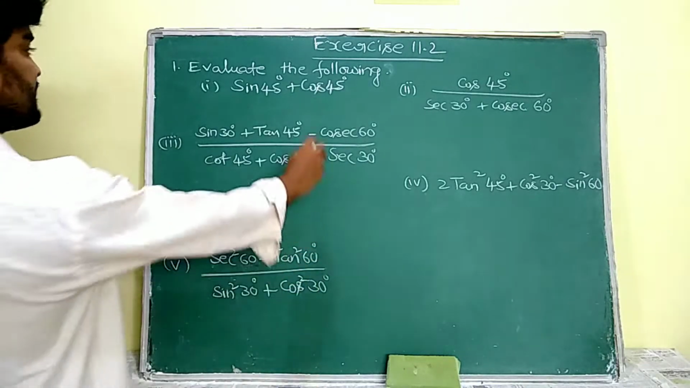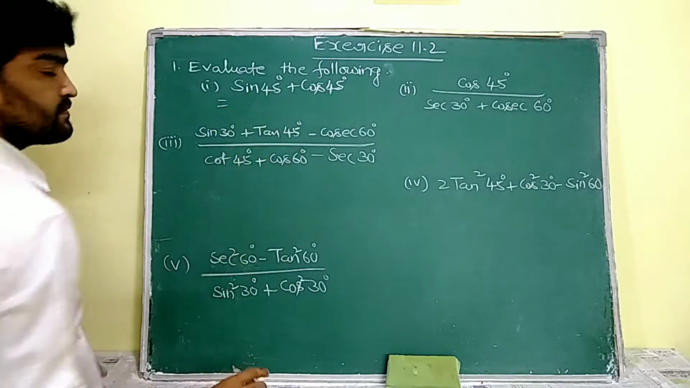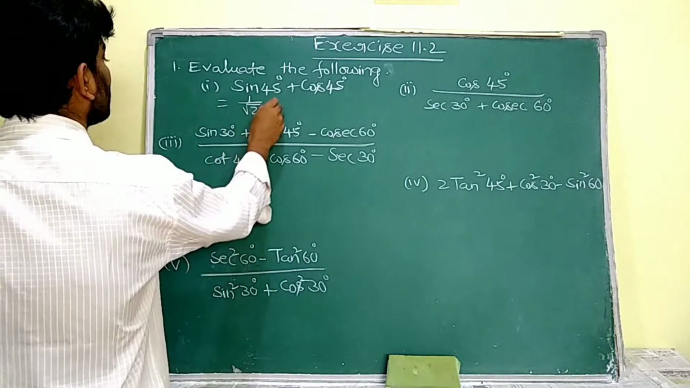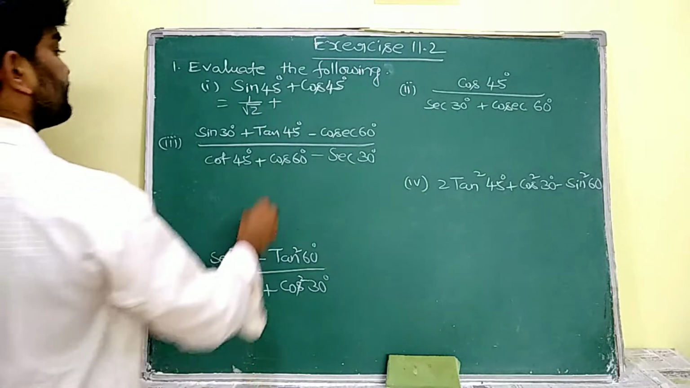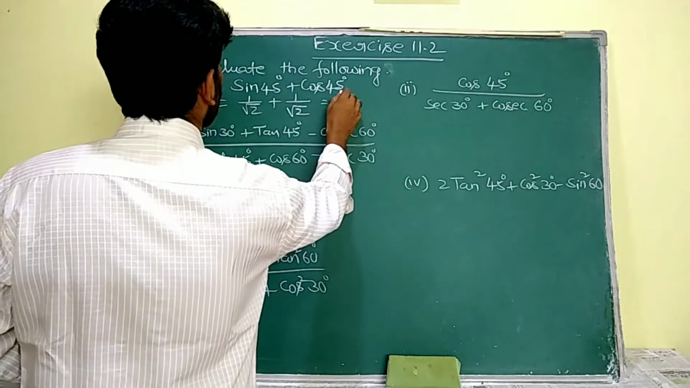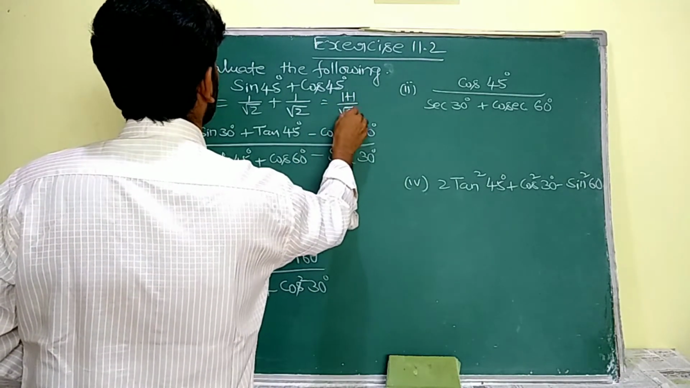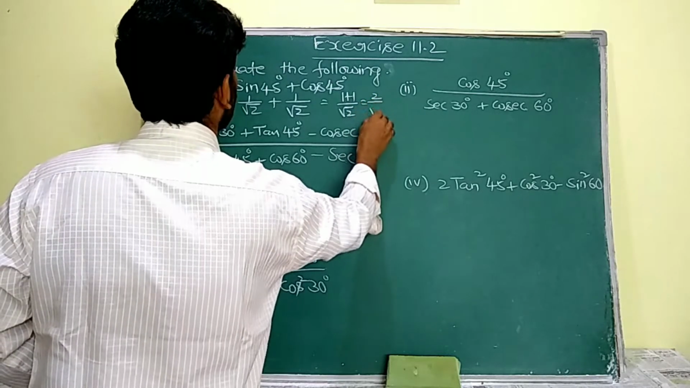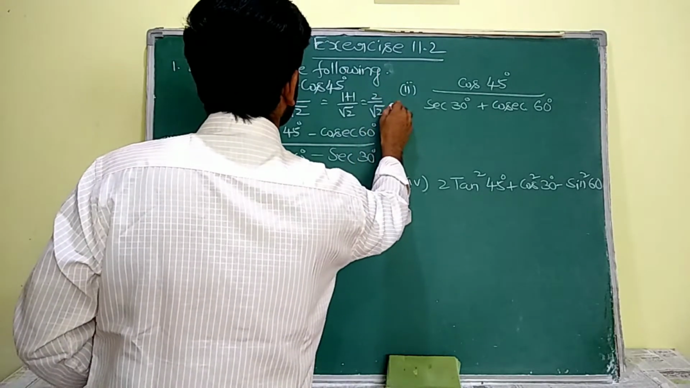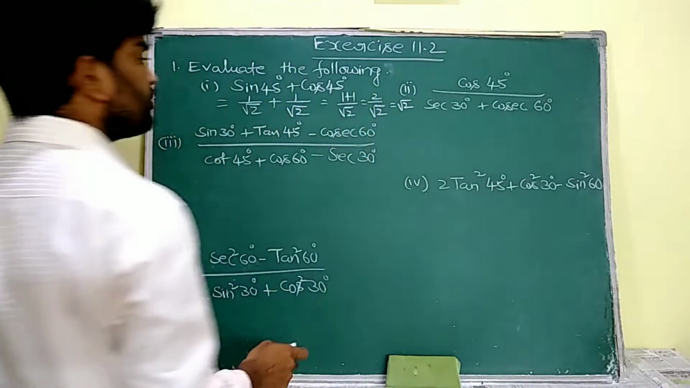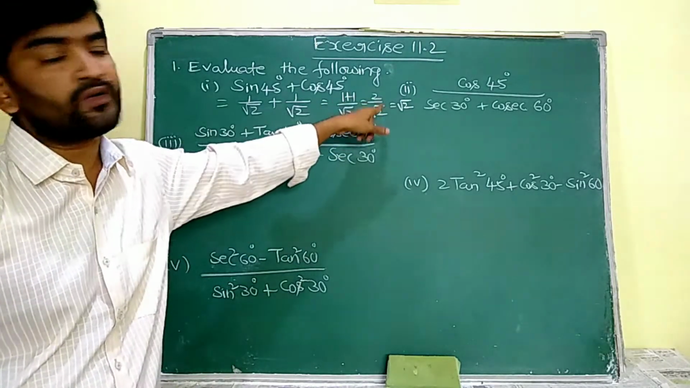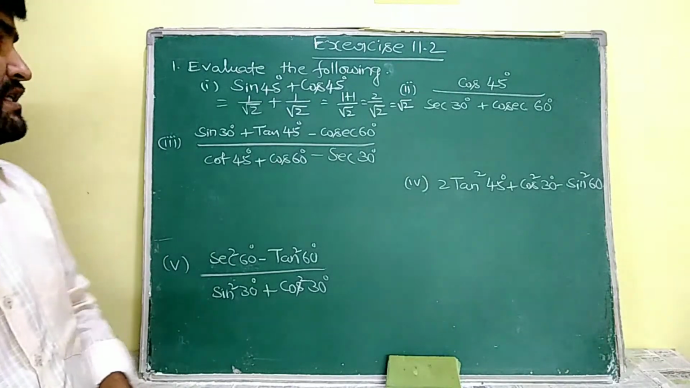Now see. The first question is sin 45 degrees plus cos 45 degrees. Sin 45 is 1 by root 2, and cos 45 is also 1 by root 2. These two are like fractions, so 1 plus 1 by root 2 is equal to 2 by root 2. 2 by root 2 we may write as root 2. Why? Because 2 is expressed as root 2 into root 2, then one root 2 is cancelled. Then root 2 is our answer.